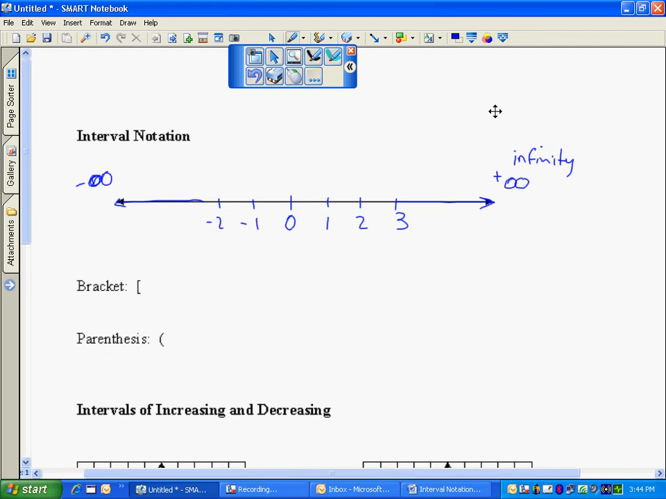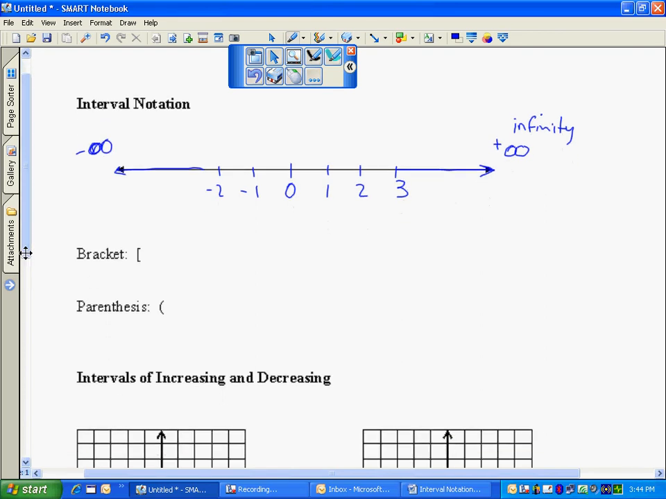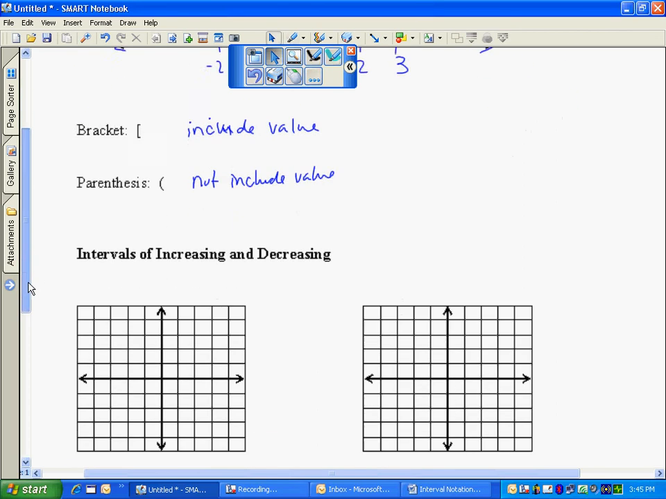And so we're going to start to show a region of values, and I need to know, do I want to include that value or not? If there's a bracket in that interval, that means that you are going to include the value. And if there is a parentheses, that means to not include the value. So let's go ahead and take a look at a couple examples here.